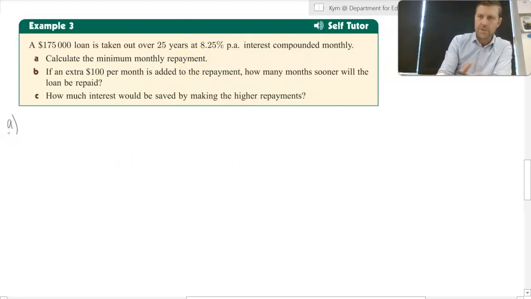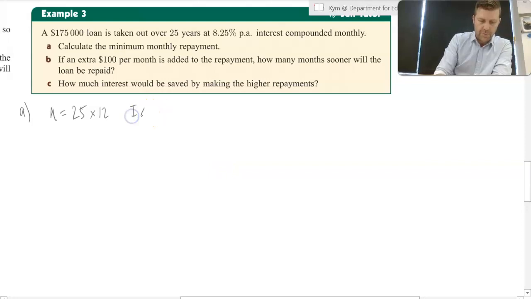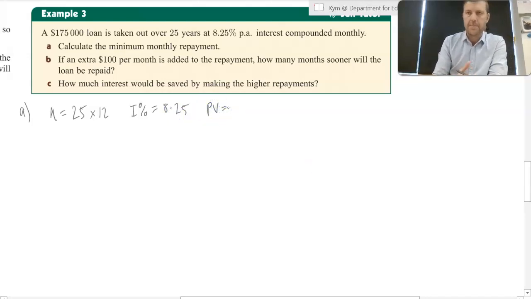To do that, we'll just input the values of n, being the number of periods that the loan is taken out for. So it's 25 years, and because it's being paid off monthly, it's 25 times 12, which is 300. The interest rate that we need to put in there is 8.25%. The PV, present value, is the principal that you borrow. So in this case, because we're borrowing money, we're putting in a positive value for PV, which is 175,000. PMT is the payment per term. That's what we want to work out, so we'll ask the calculator to solve that for us.